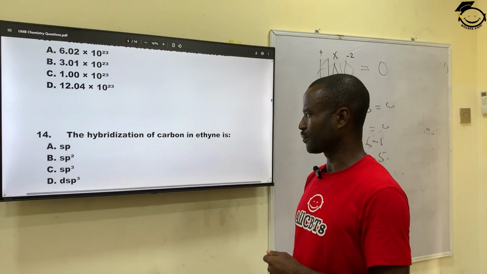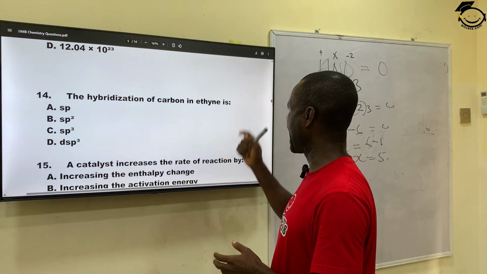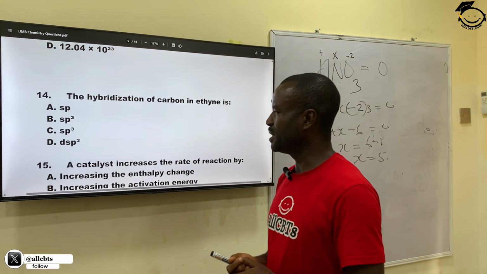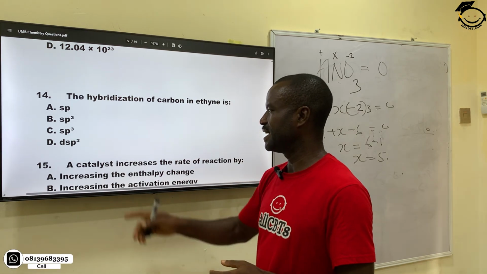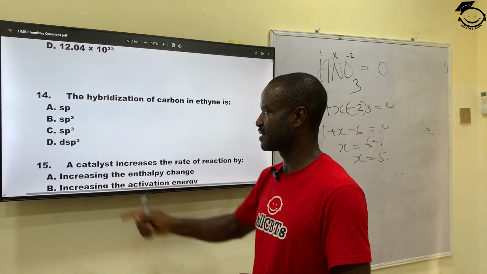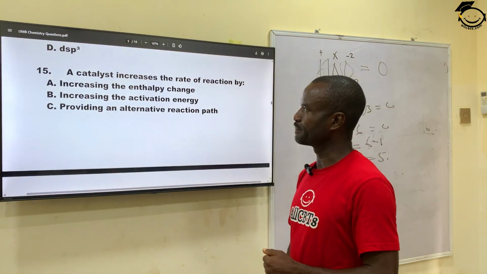Question 14. The hybridization of carbon in ethyne is: A, sp, B, sp2, C, sp3, then D, dsp3. The correct answer is sp. There's nothing like dsp3.